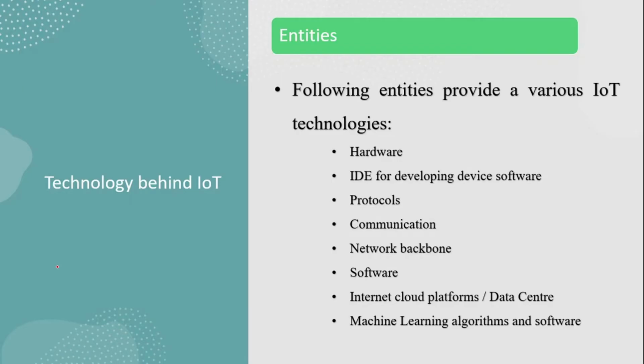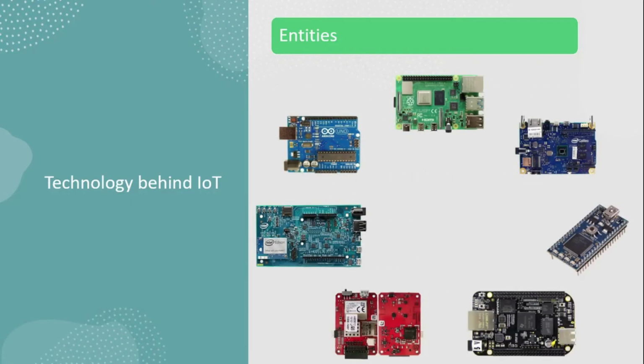Next one is machine learning algorithms and software. So these are the entities in the IoT. We will discuss all these topics one by one. I hope all of you noted these headings. First, coming to the hardware concept. What are the different hardware concepts in IoT?